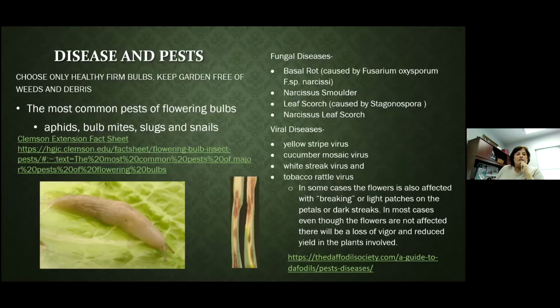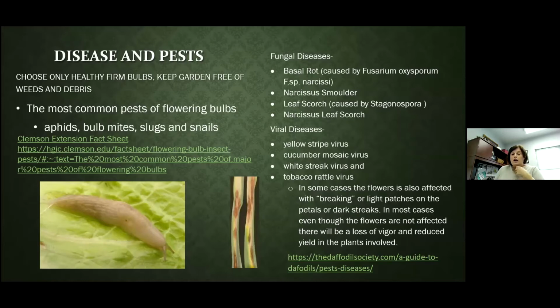As far as diseases and pests, generally when bulbs are blooming in early spring, there are not a lot of insects and things like that out and about that are going to harm your blooming plants. However, there are things that can damage your bulbs. The most common pests of our flowering bulbs are aphids, things like bulb mites, slugs, and snails.